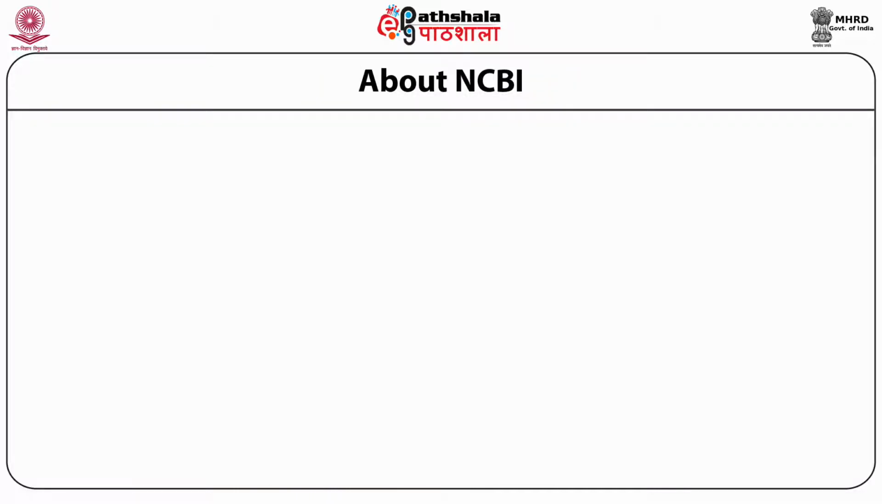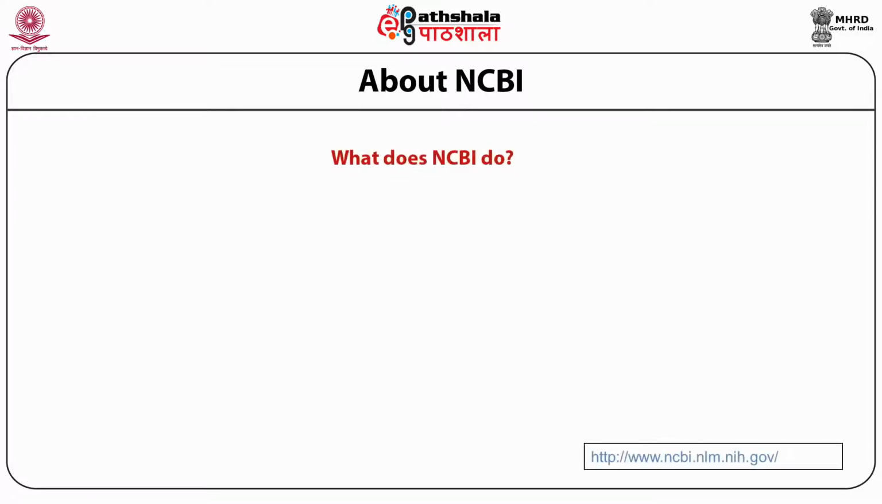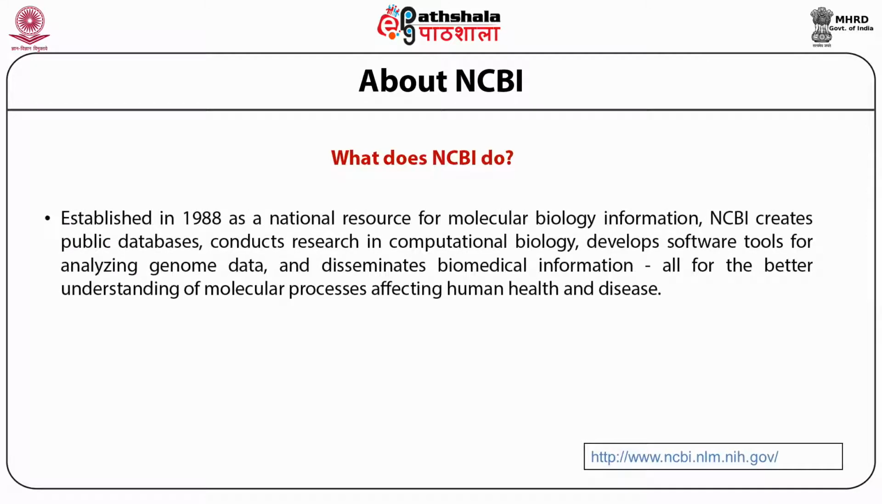We discuss the NCBI. It is the National Center for Biotechnology Information. What does NCBI actually do? It was established in 1988 as a national resource for molecular biology information, and NCBI creates biological public databases, conducts research in computational biology, develops software tools for analyzing genome data, and disseminates biomedical information.